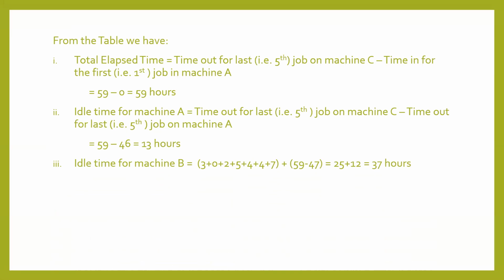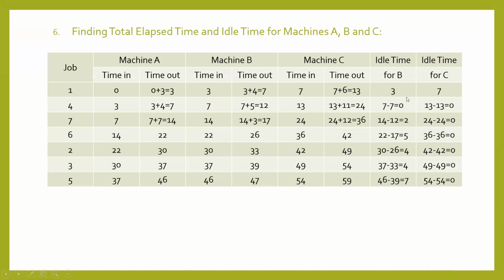What about idle time for machine B? We can make use of the calculation which we had here. So calculate all these values. 3 plus 2, that's 5, 5 plus 5, 10, 10 plus 4, 14, plus 4, 18, plus 7, 25. Now, once we get this value, when machine B completes the last job at 47 hours, it is idle till the last job, that is job number 5, gets completed on machine C. So 59 minus 47 is another idle time which should be added to the idle time of machine B, which we are doing here.